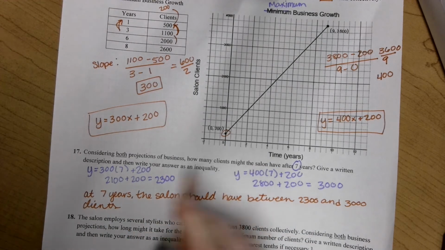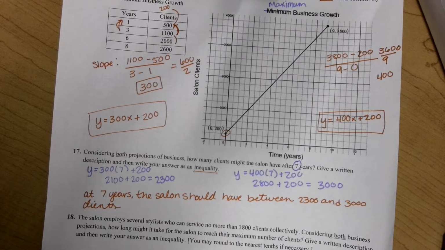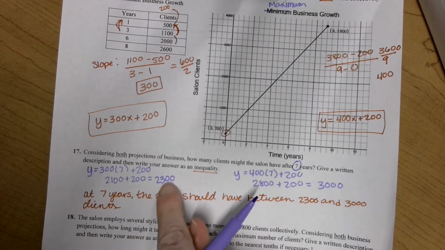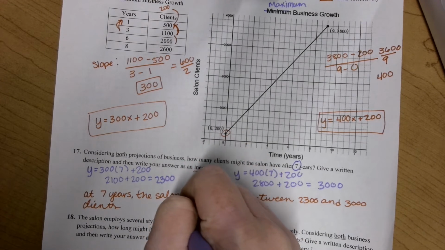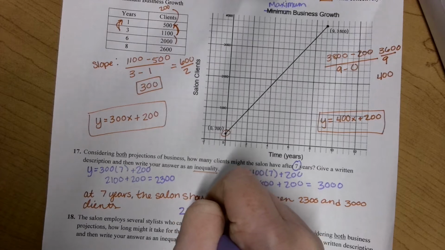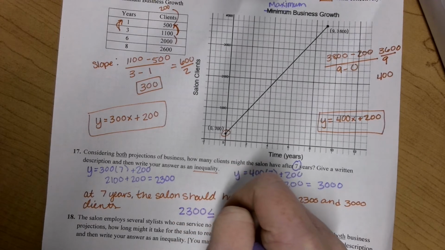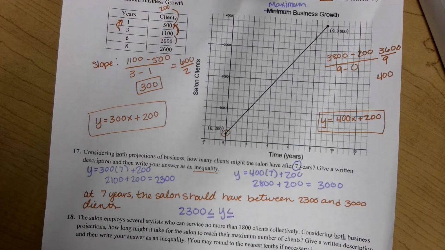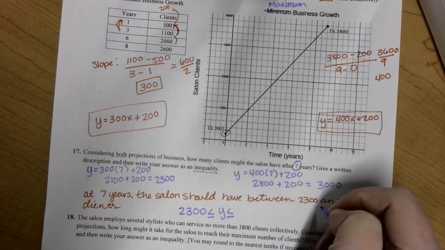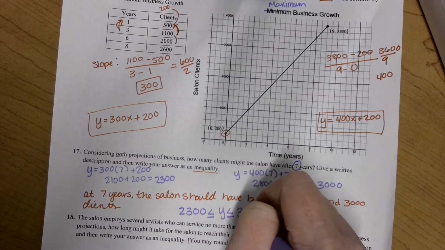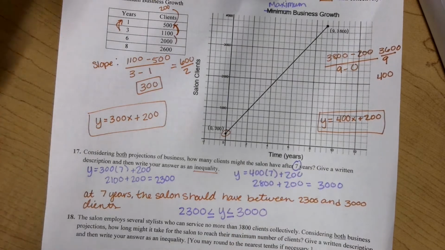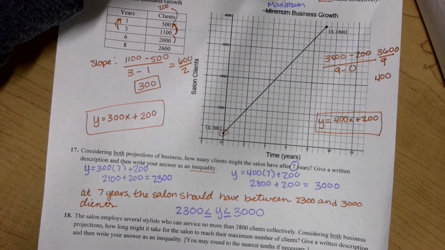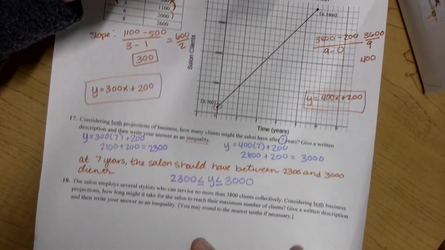Okay, and then it also says write it as an inequality. So as an inequality, we're going to take our smaller number, 2,300. This is our y value, it's the number of clients. So 2,300 is less than or equal to y, which is less than or equal to our larger number, which is 3,000. So our number of clients should be somewhere between 2,300 and 3,000.